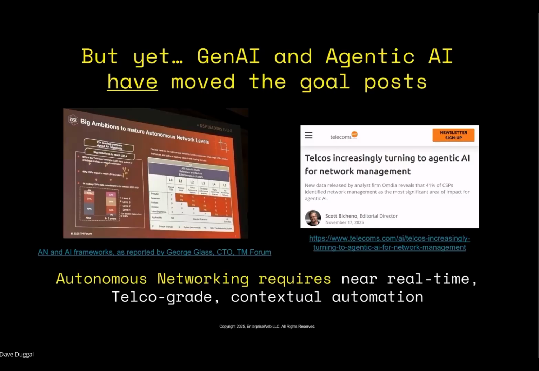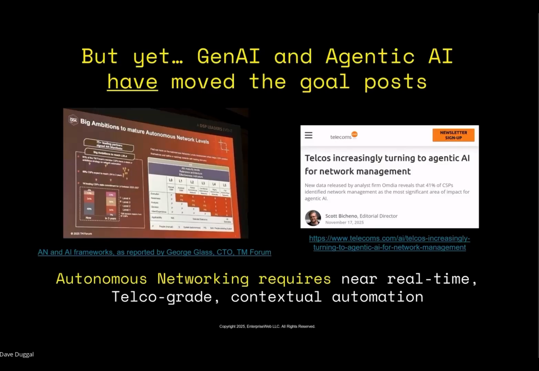You look at the use case, you look at the requirements for the use case, and then you sort of detail what you need to do for the scope of work. And really underneath autonomous networking, what you really need to be able to support is real-time, telco-grade, contextual automation. Well, that's a tall order. That's not super easy, right?